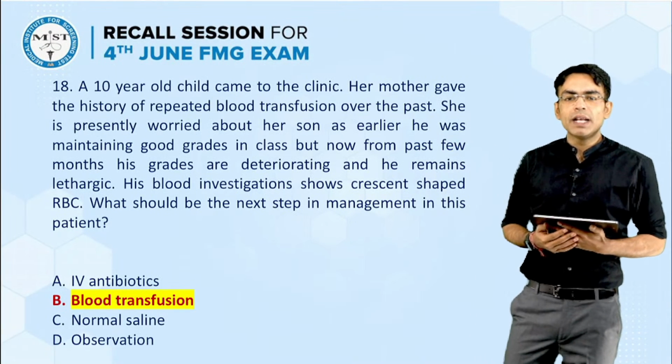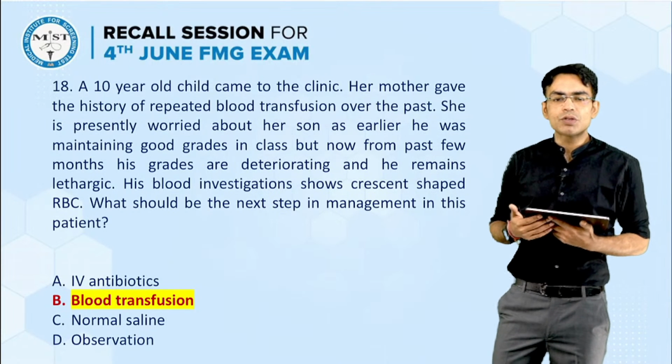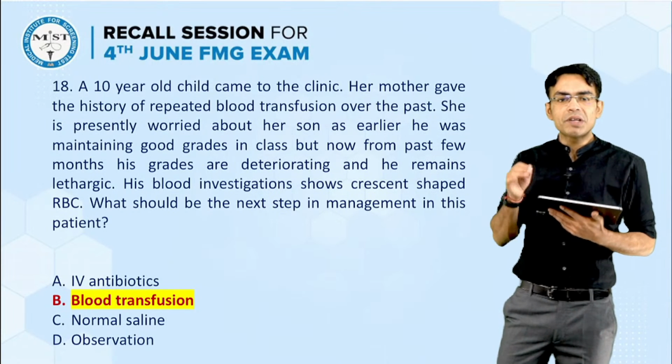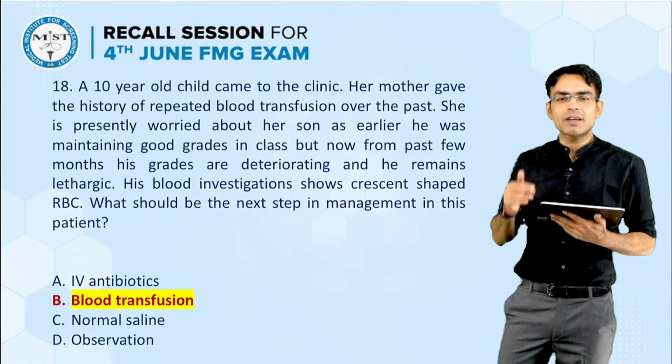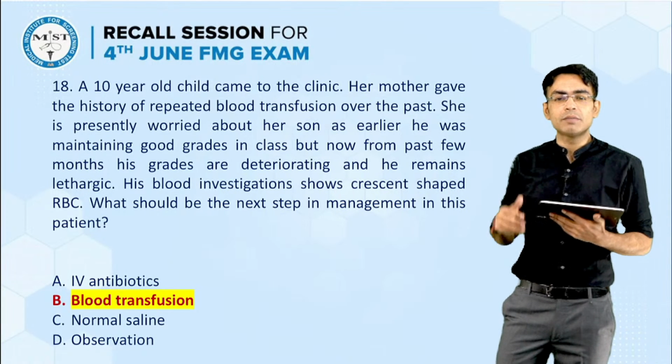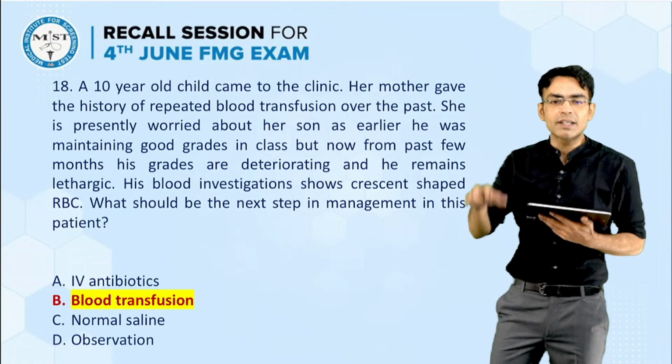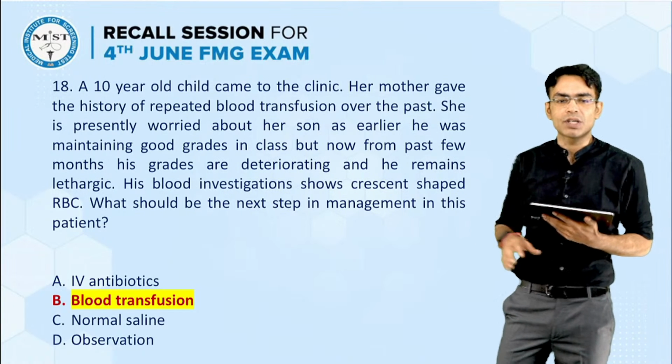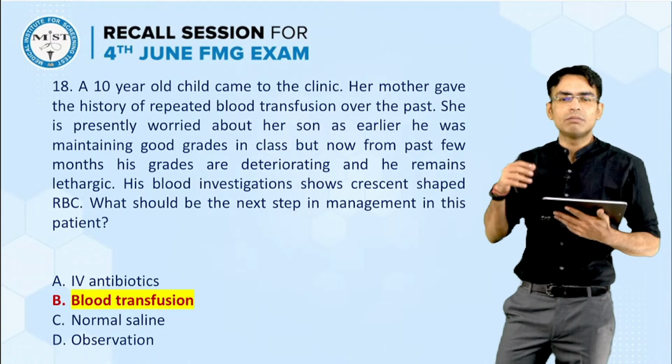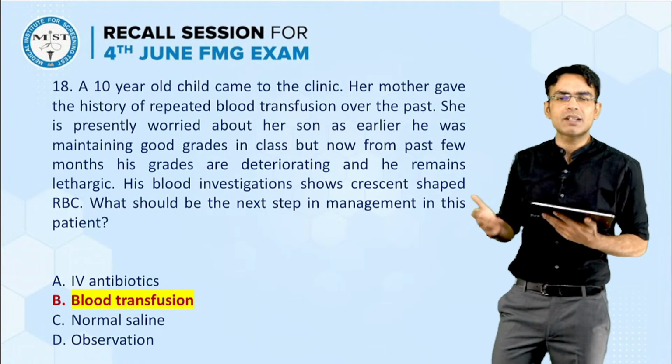A 10-year-old child comes to the clinic. Her mother gave the history of repeated blood transfusions over the past. She is presently worried about her son, as earlier he was maintaining good grades in the classes, but now from the past few months his grades are deteriorating and he remains lethargic. His blood investigation shows crescent-shaped RBCs. What should be the next step in management of this patient?